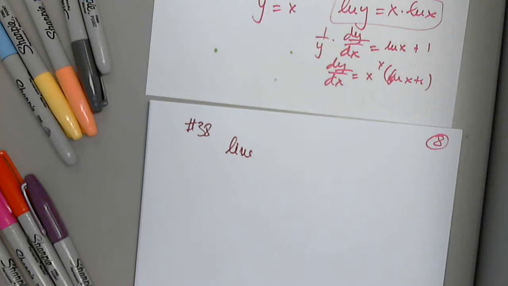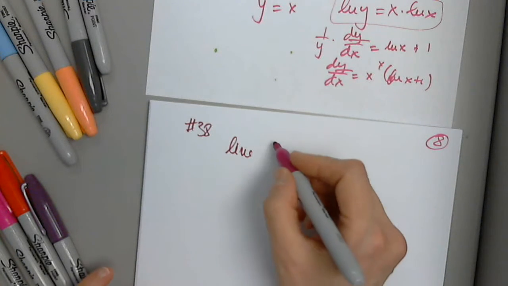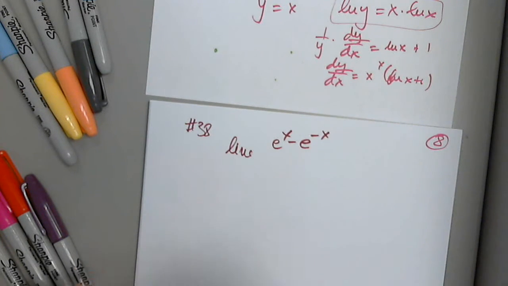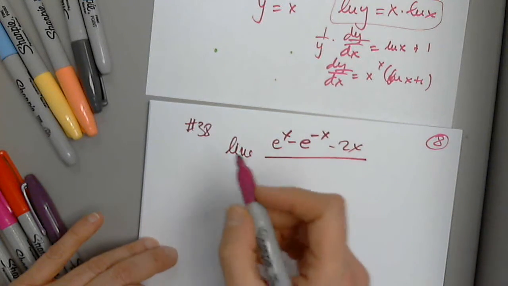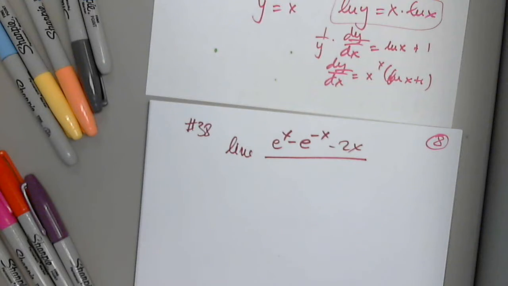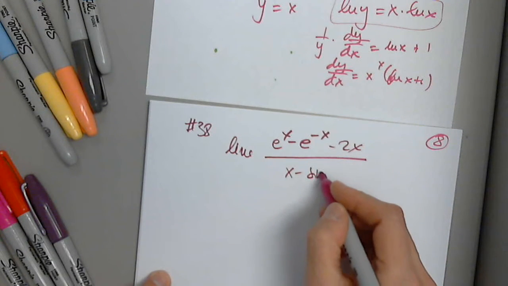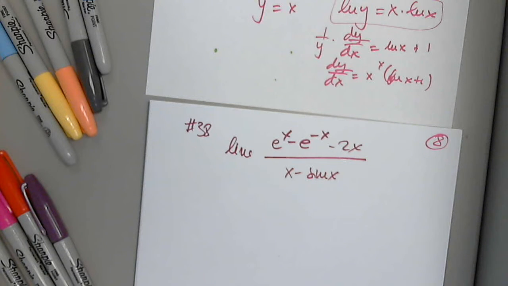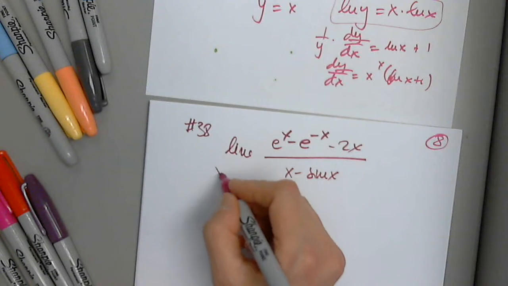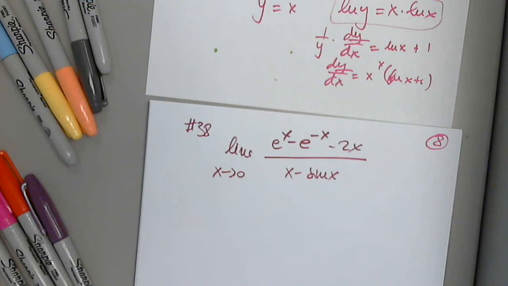Limit of e to the x minus e to negative x minus 2x, divided by x minus sine x, as x approaches 0. That's the next one, 38. Okay. Any questions? Did I copy it correctly? Always check for me.